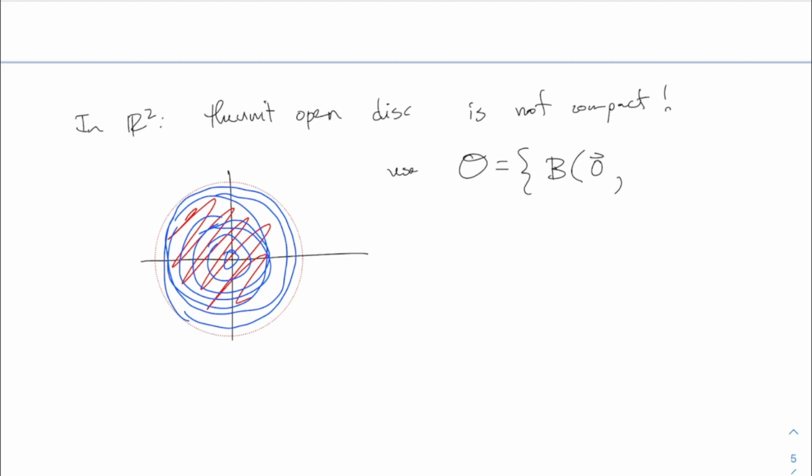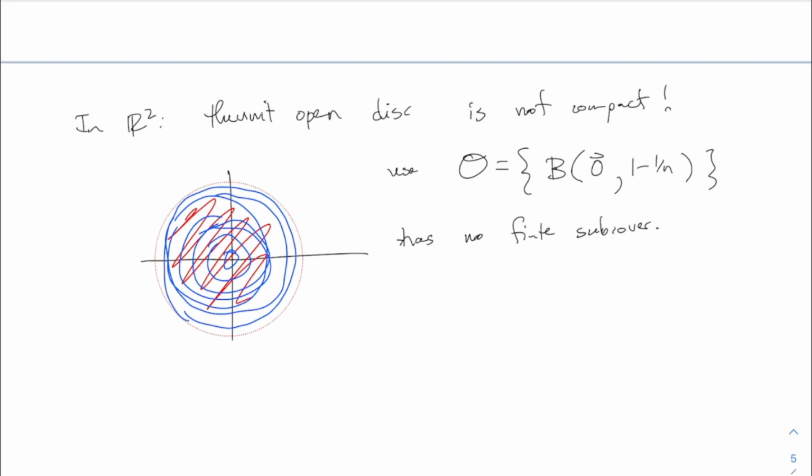You want the radius to approach 1. Yeah? 1 minus 1 over n. If you remember, that's one of your favorite sequences from real analysis, which approaches 1 from below, right? I want it to be less than 1, but approaching 1. Yeah, great. The unit open disk is not compact. That is an open cover, and it has no finite subcover. Great.